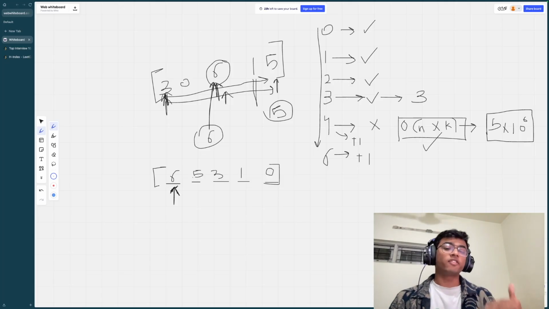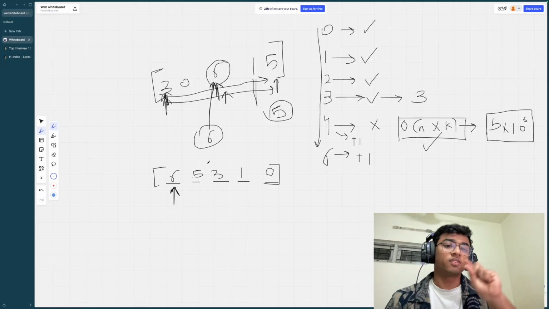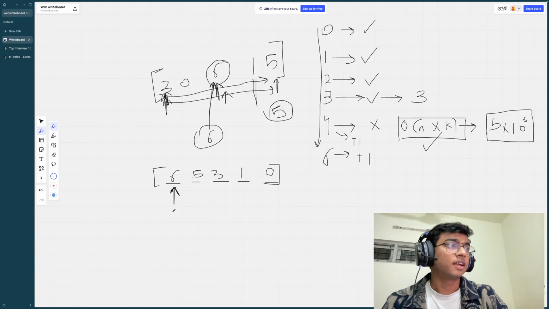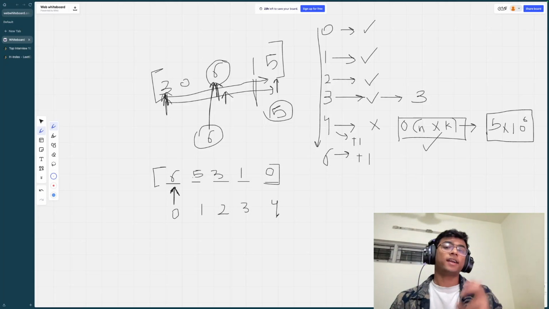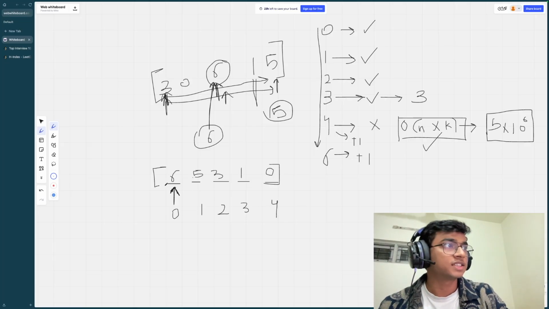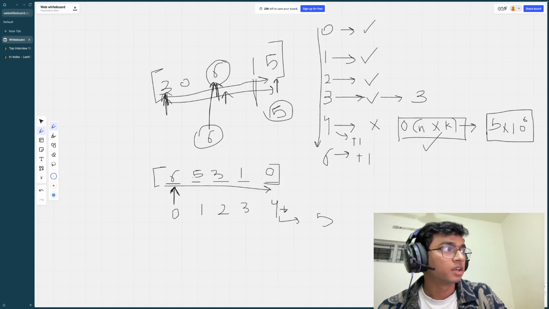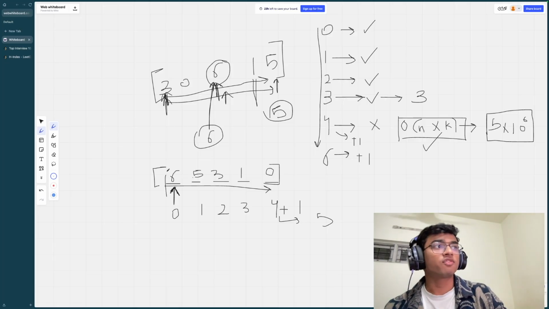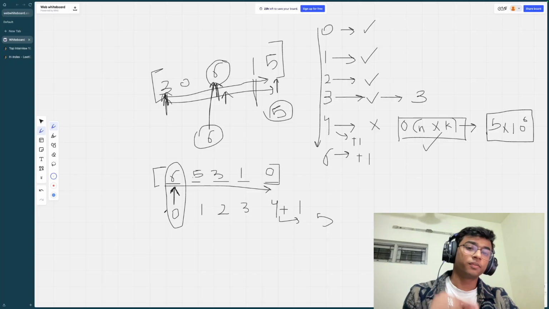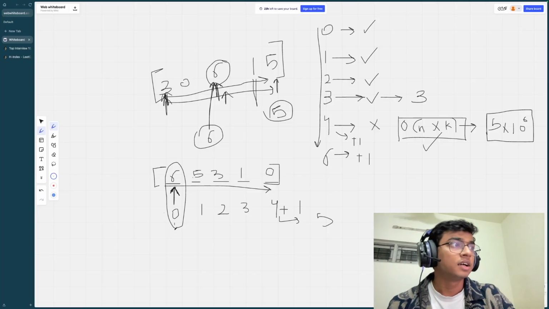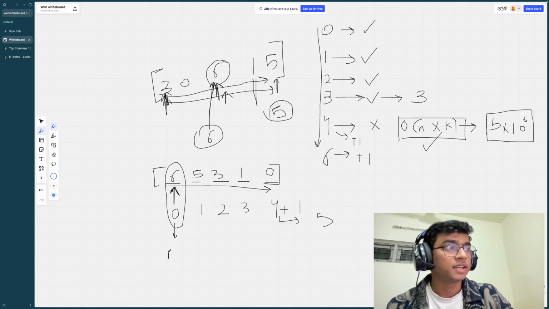Now, the second thing that we have to take care of is the number of research papers. For that, we say that this index is 0, this is 1, this is 2, this is 3, and this is 4. At any index, if all of these values satisfy the condition, at max you can have 5 as your h-index, which is basically that index plus 1. So if our value is greater than or equal to its index plus 1, that means that index plus 1 is our h-index.